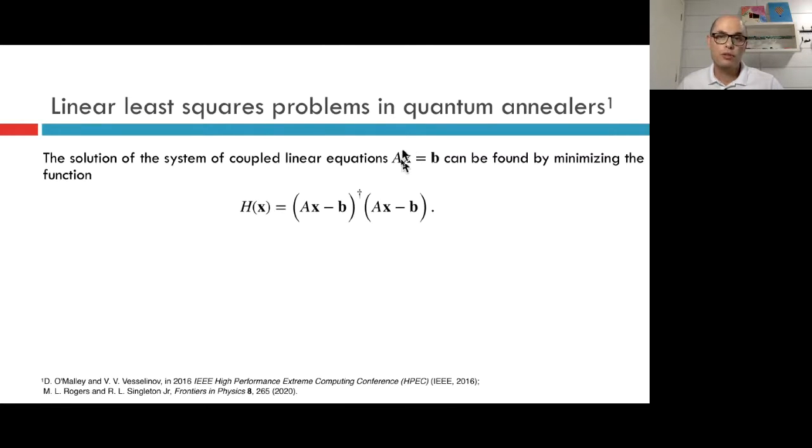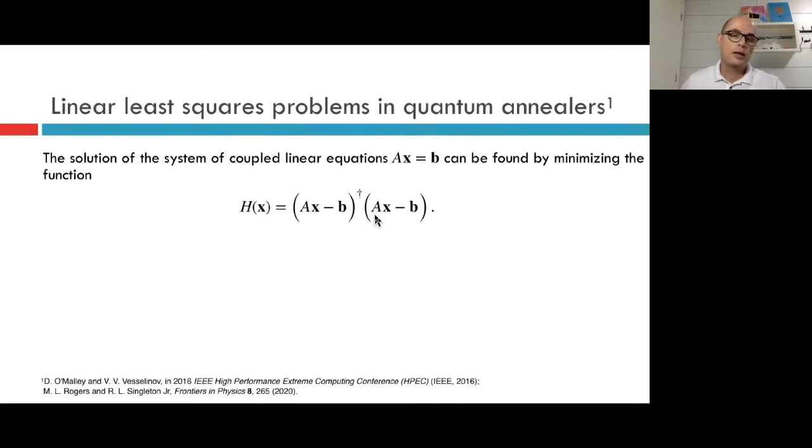It's possible to map this problem into a Hamiltonian problem in this way, and we observe that if you know the correct solution x of the system of coupled linear equations, then this value will be 0. So the ground state of this quadratic Hamiltonian is 0. Therefore, you solve your problem. Okay, that's the way we encode this kind of problem in a quadratic Hamiltonian.